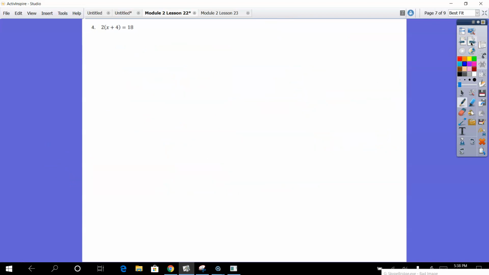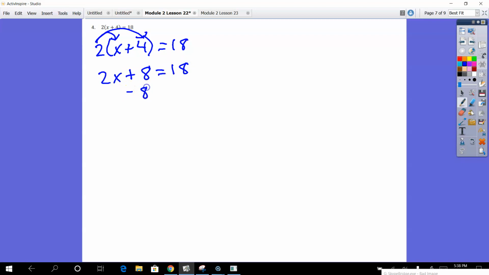Number 4, pause your video, take 2 minutes, try it on your own. Okay. We're going to distribute the 2 first, so 2 times x is 2x, 2 times 4 is 8, equals 18. Subtract the 8 from both sides. Leaves me with 2x is equal to 10.